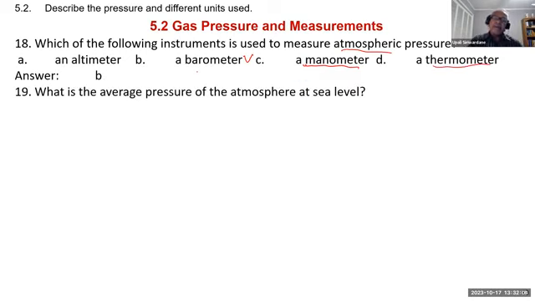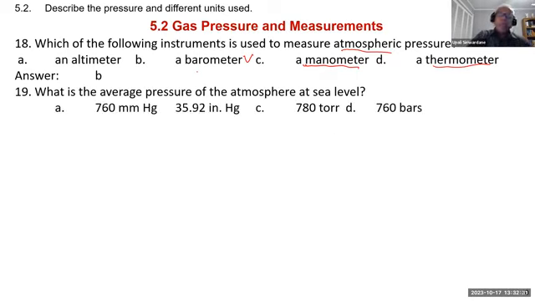What is the average pressure of atmosphere at sea level? On the average, if you take a barometer with the mercury column at the sea level, it normally shows up 760 millimeter mercury height. Therefore, 1 atmospheric pressure is equal to 760 millimeter mercury. That is just 1 atmosphere at the sea level.